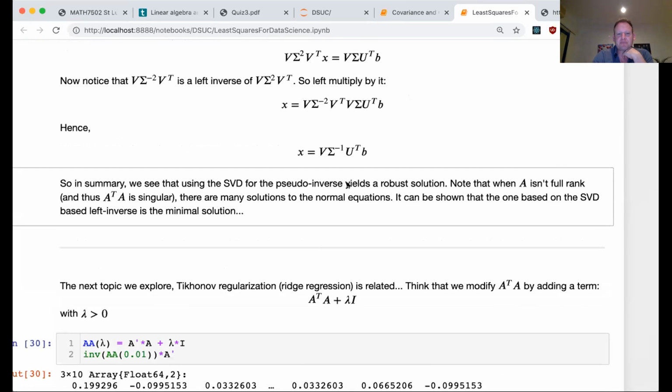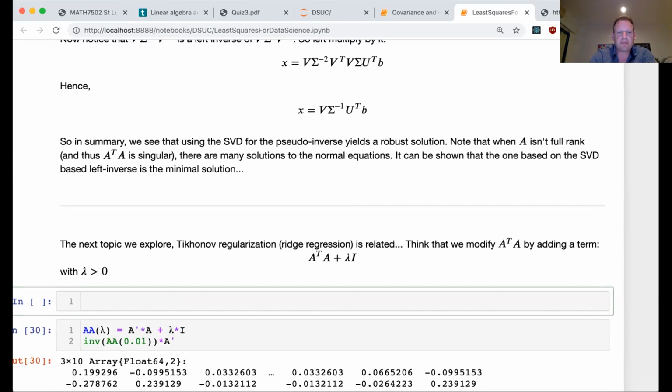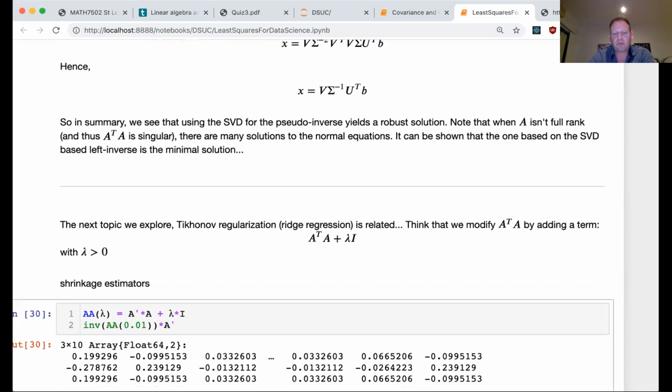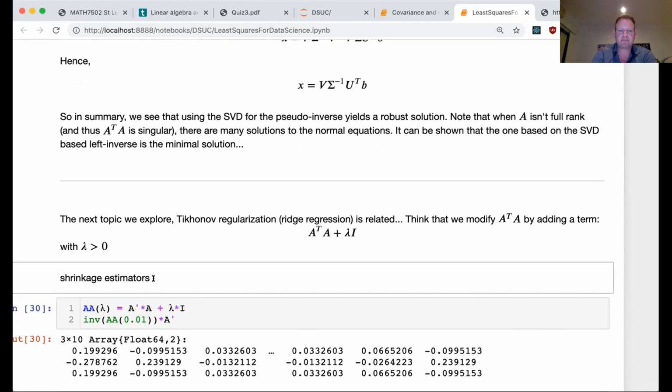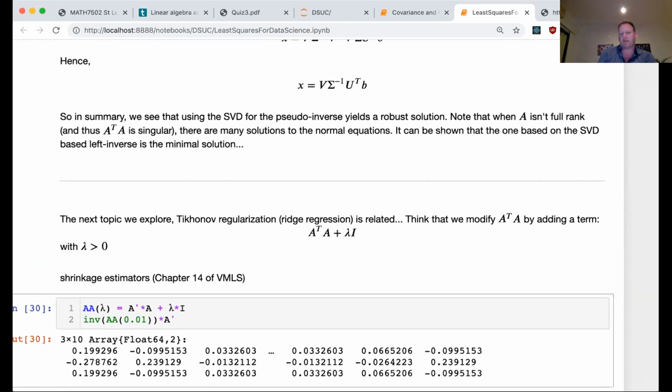So we get to this next topic, which is related. This topic is called Tikhonov regularization. Tikhonov is a person. Regularization is a big term in machine learning and data science, and what you're going to see now is the most standard, basic, canonical example of regularization. A different term for that is ridge regression. A different term is also shrinkage estimators, and there are more and more terms. This is chapter 14 of VMLS, and in many places elsewhere.